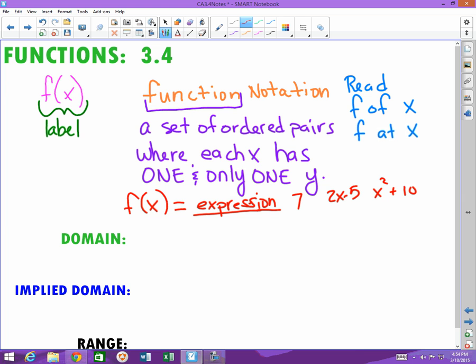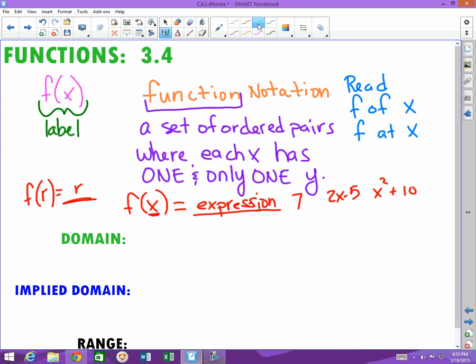And if it has a variable, it must have whatever variable is here. Now they use x a lot, but it doesn't necessarily have to be that. You could have like f of r. And then any expression you have here would have to contain r in it.